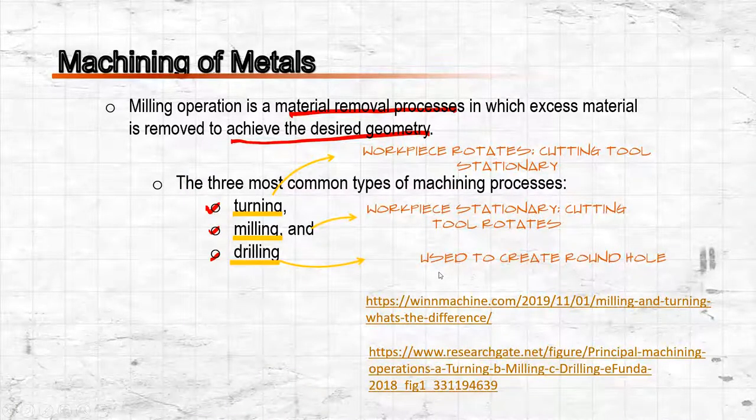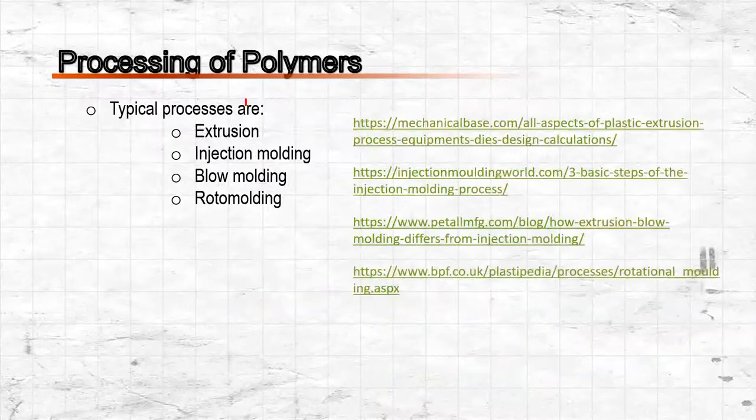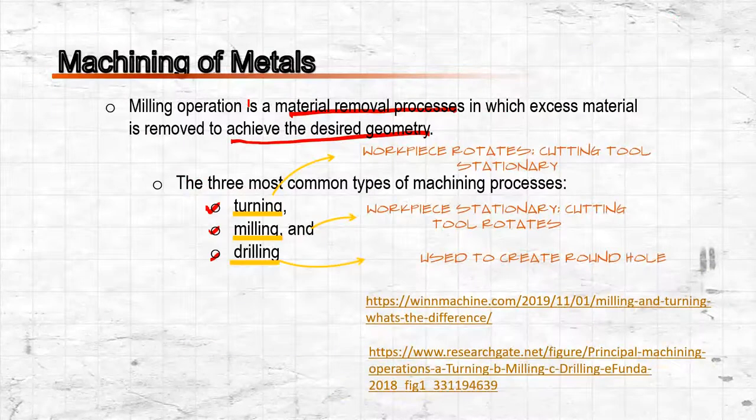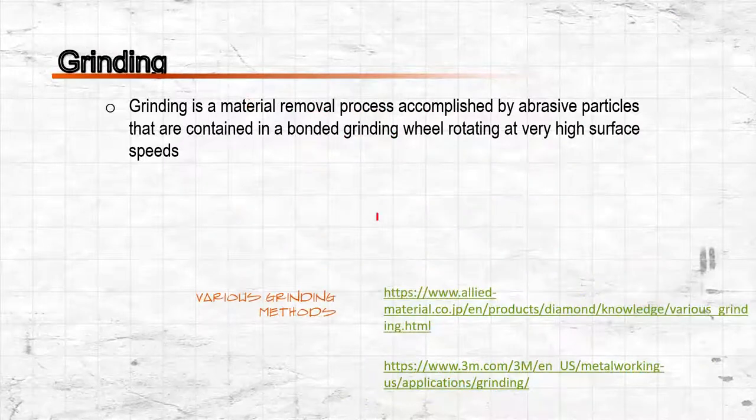Moving on, let's talk about grinding. Grinding is a material removal process accomplished by abrasive particles. This is the keyword, abrasive particles, that are contained in an abrasive grinding wheel rotating at very high surface speeds.